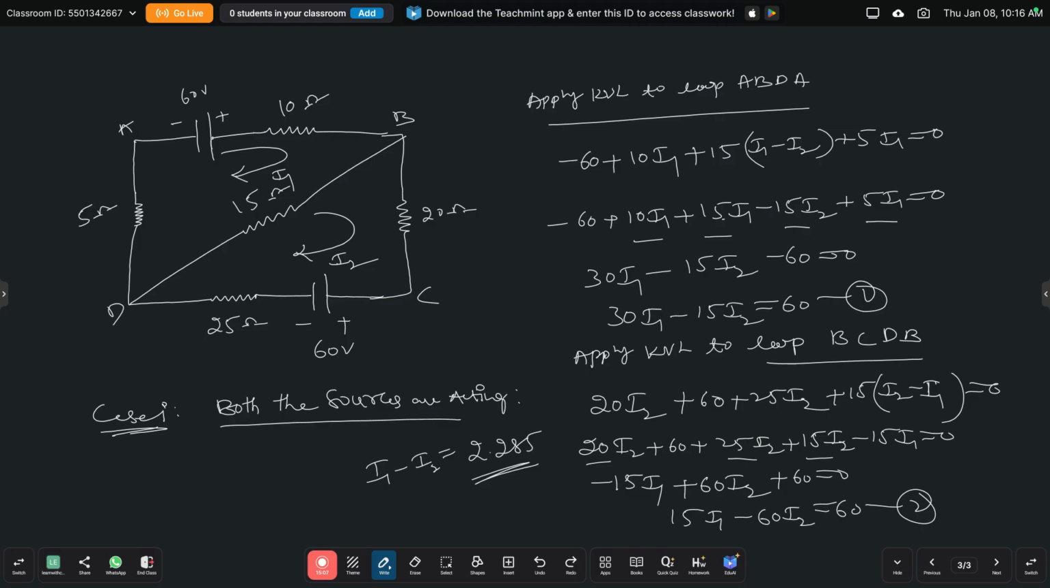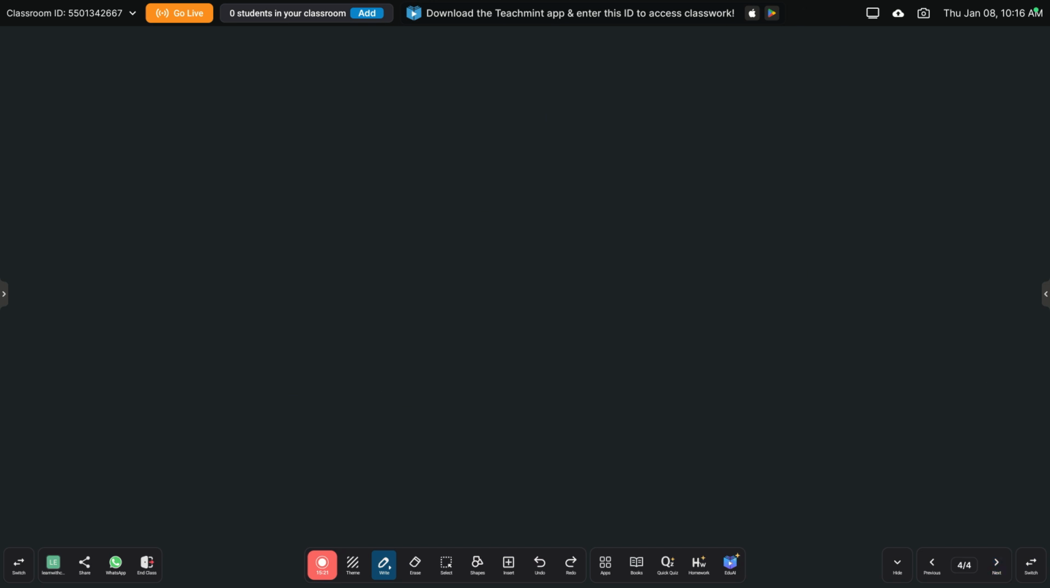Next, case 2: any one of the 60 volts is active. Suppose we take this 60 volts as active, then the upper 60 volts is inactive. So first the downward 60 volts is active in case 2. Case 2, so 60 volts is acting alone. Both are 60 volts, one is assumed as upward and the second one as downward. So the bottom 60 volts is active. Then draw the circuit.